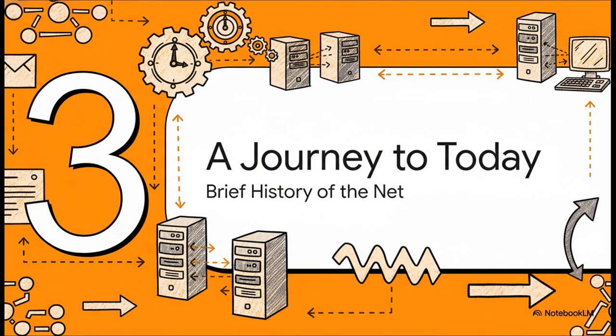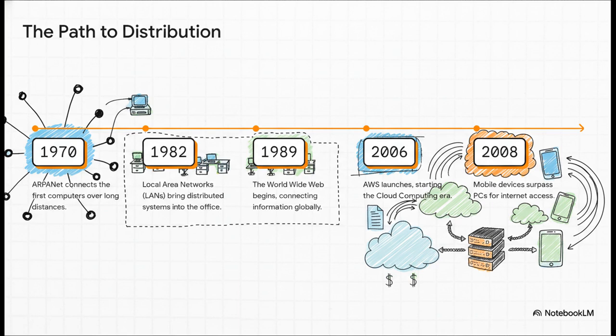But this idea, as revolutionary as it is, didn't just pop up out of nowhere. Nope. It's the result of decades and decades of innovation. So let's take a quick trip back in time to see how we got from there to here. It really kicked off with ARPANET back in the 70s, just linking up a few machines. Then in the 80s, LANs brought the whole idea into the office. The World Wide Web in '89 connected information on a global scale. But the real game changer? That was 2006, when Amazon Web Services, or AWS, launched the whole cloud computing era, basically letting anyone rent this distributed power. And then, of course, the mobile explosion in 2008 made these powerful systems an absolute must-have.